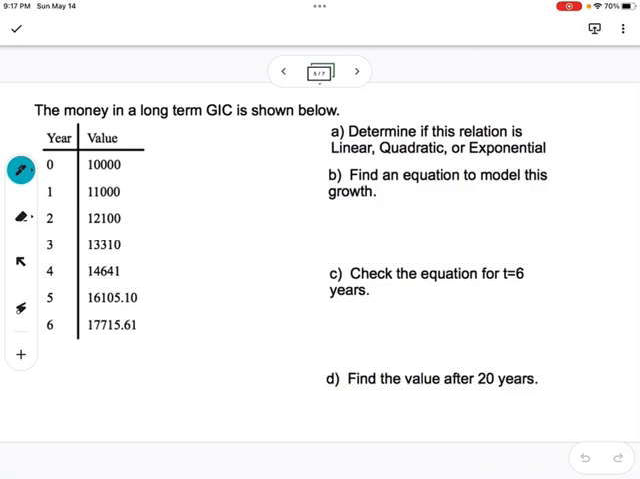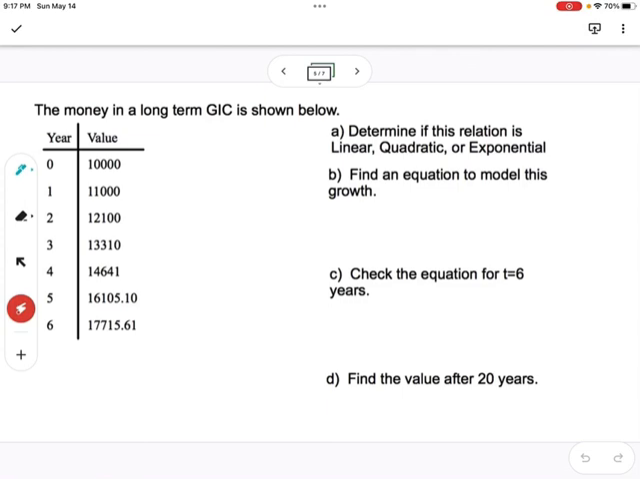The money in a long-term GIC is shown below. So we are given the number of years and the value of the GIC. We want to determine if this relation is linear, quadratic, or exponential. First, we're seeing if the first differences would be the same, if the second differences would be the same, or if they have a common ratio.